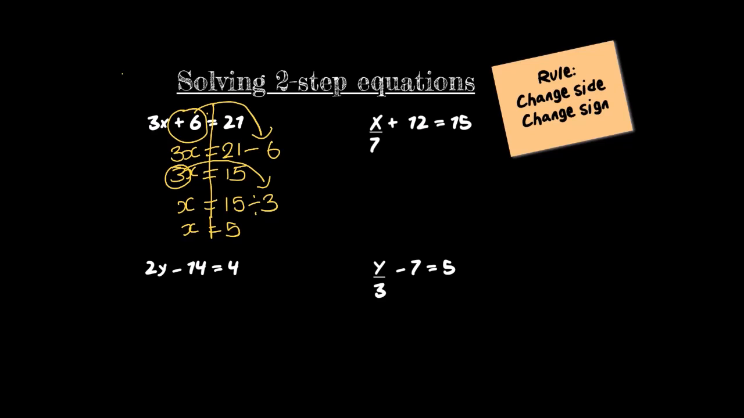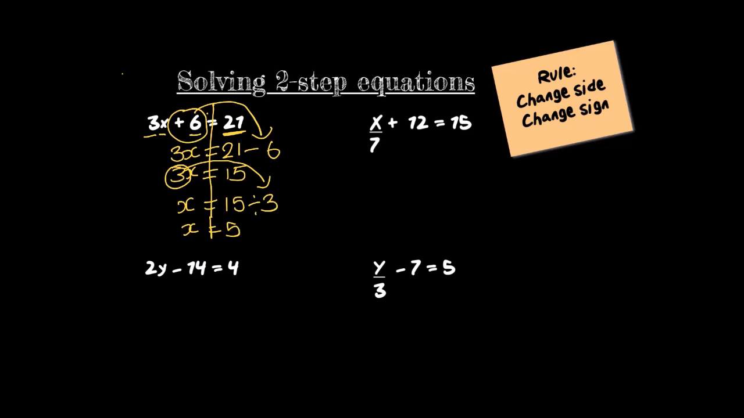And you can go and put that back into the equation at the start and check that this actually works. So 3 lots of 5, so 3 5s is 15, plus your 6, and 15 plus 6 does equal 21. So yes, this equation does work, and 5 is the value of x.